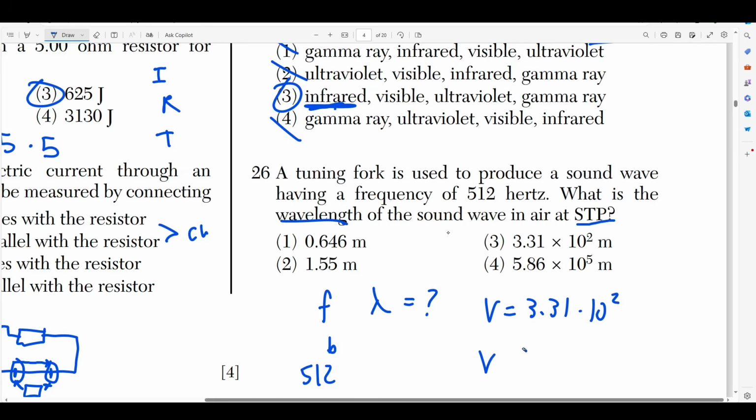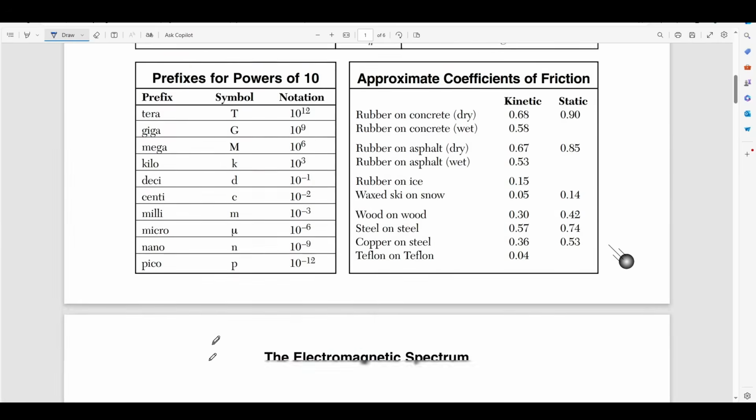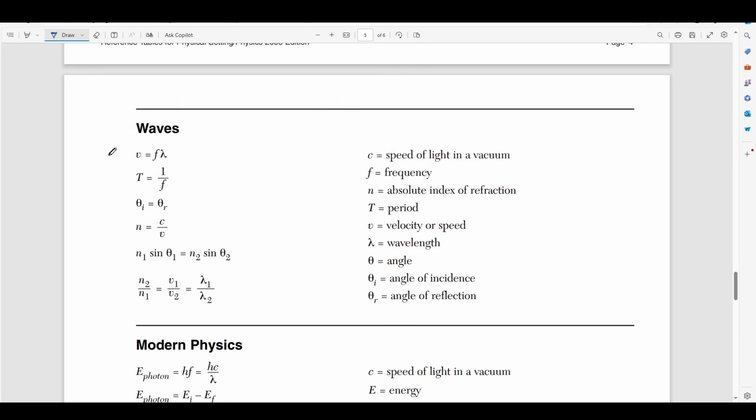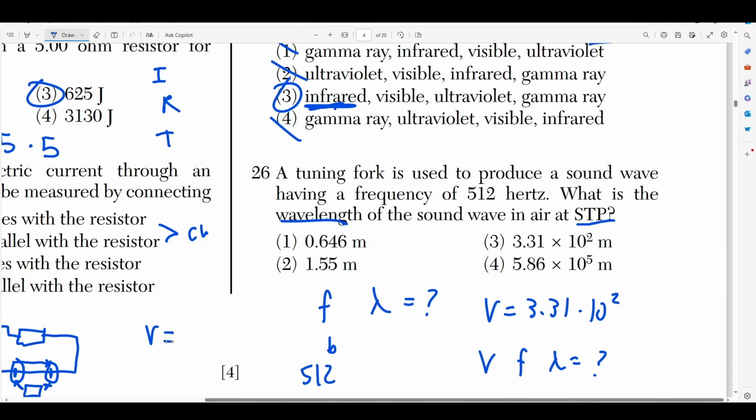So if I have V, I have F, and I am trying to look for lambda, let's see what equation matches those parameters. If we scroll all the way down to where we have waves, we have V, F, and lambda. So velocity is equal to frequency times lambda. Here our velocity is 3.31 times 10 squared, which is equal to our frequency of 512 times our lambda, which is unknown. So divide 3.31 times 10 squared by 512 to get your lambda.